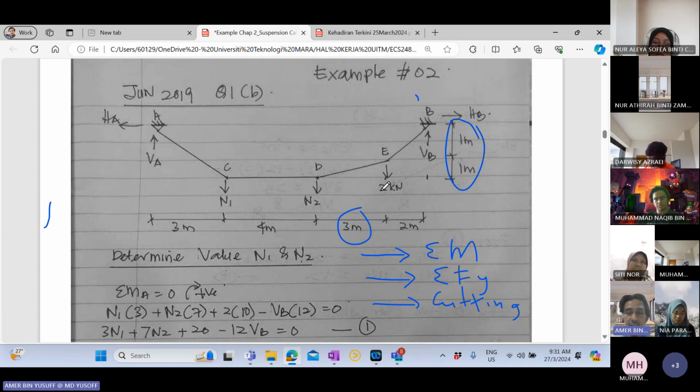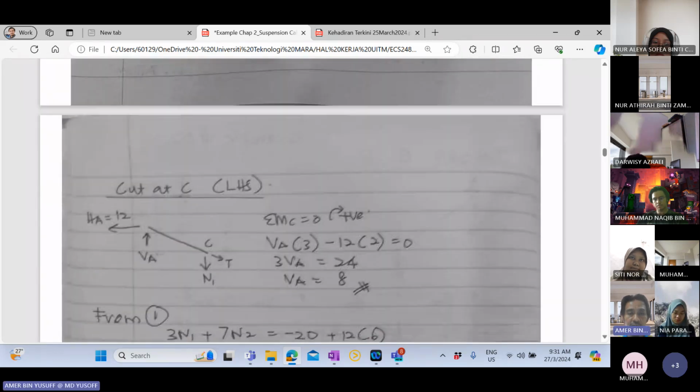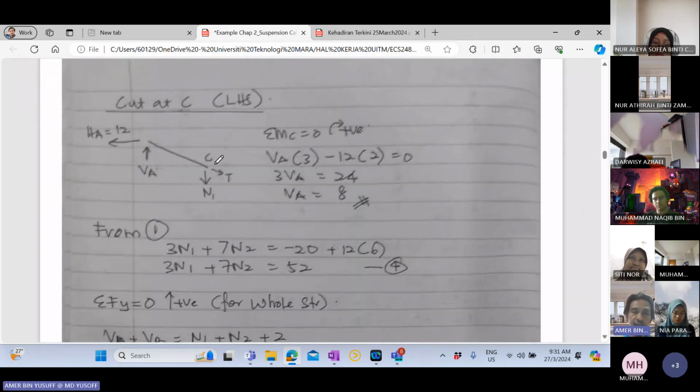Soalan ni memang kalau you belajar di sekolah dulu dia panggil soalan kebat lah. Kan? Soalan yang example number 1 tu straightforward. Of course you kena faham dulu yang example number 1 baru you boleh buat example number 2. Example number 2 ni macam kebat sikit lah, dia kompleks sikit. Okay, so I do pula cutting C. When I cut at C, we do the same moment at C ni.